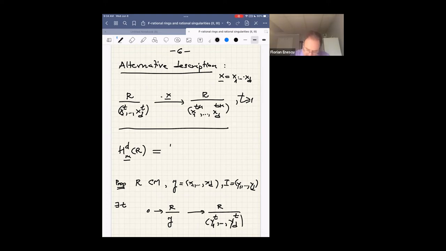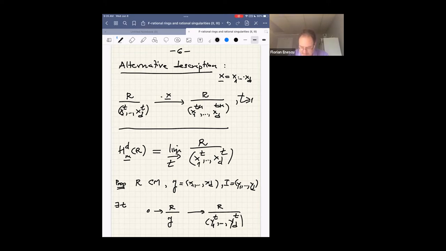The direct limit of the system is known to be the highest local cohomology of the ring R supported in the maximal ideal. So we can construct this local cohomology module as a direct limit. Now, a few observations here.